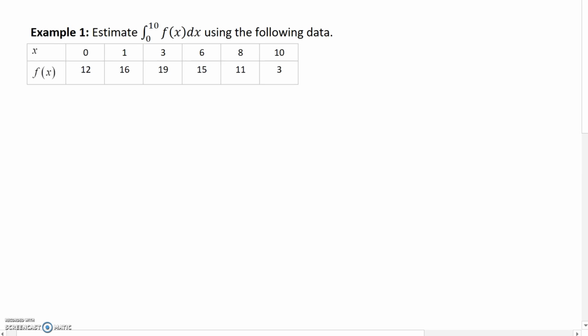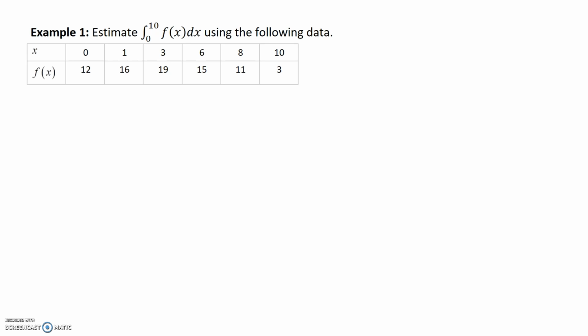This time we're going to see how to estimate the integral of f of x from 0 to 10 using only the data that's given to us. So we don't know the equation for the function, we don't have a graph that we can calculate area with, we only have a table of data. So we have some sample data, we can't get the actual integral, but we can estimate it.